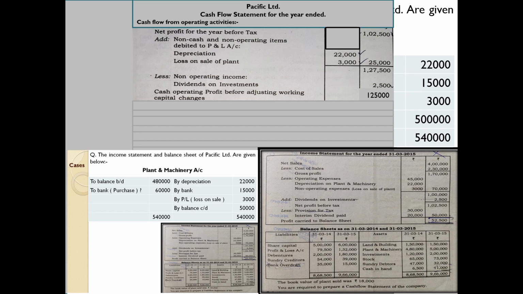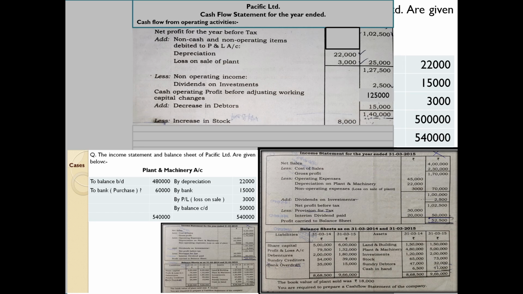After that, you need to adjust all the changes that happened in current assets and current liabilities, and you know what are the items that have to be added back and what are the items that have to be deducted. We added decrease in debtors 15,000. Take the difference between the debtors opening and closing balance. There are no other items, so you got 1,40,000.